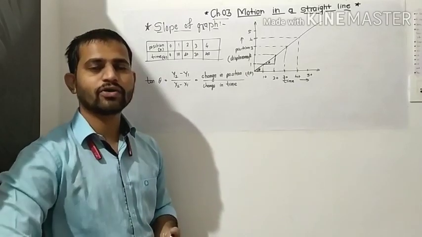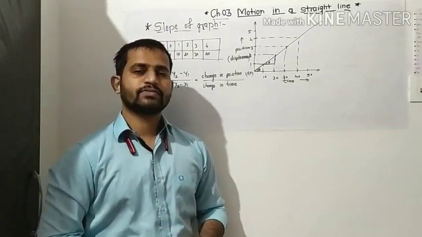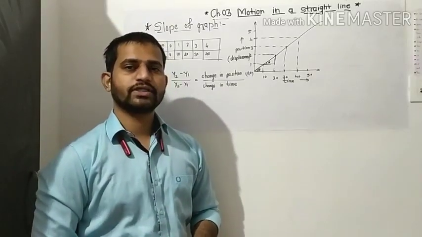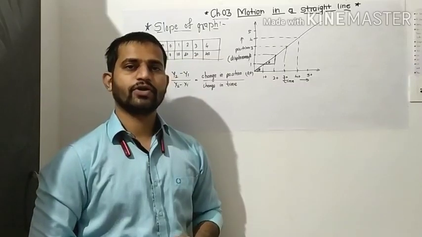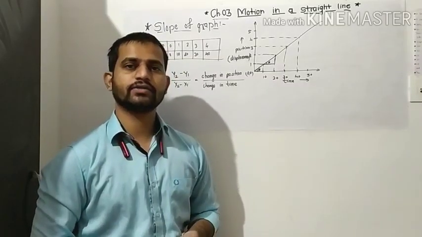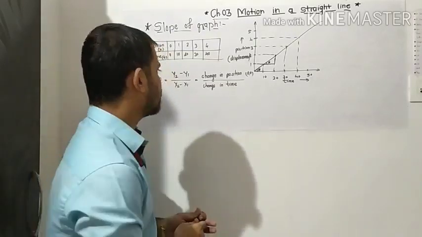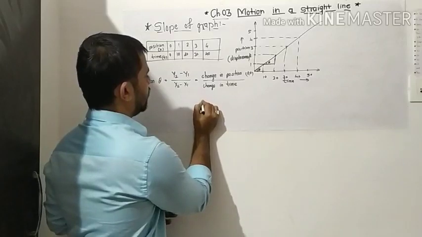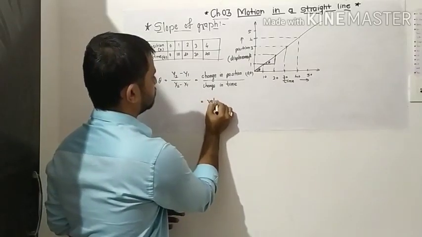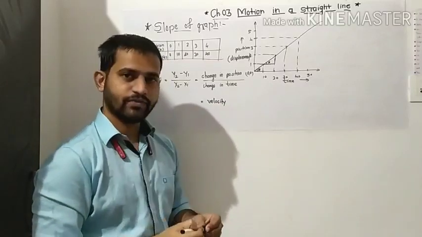What is the formula for the change in position, the change in the displacement per unit time, or the displacement per that particular time period? What is that quantity? It is the velocity. Okay, we can write here it is nothing but the velocity.